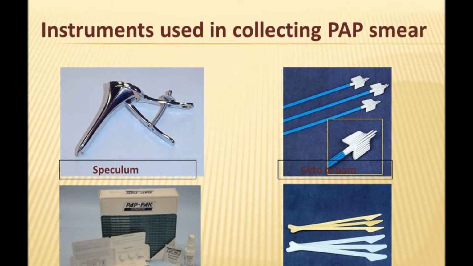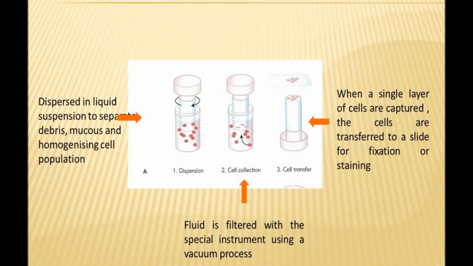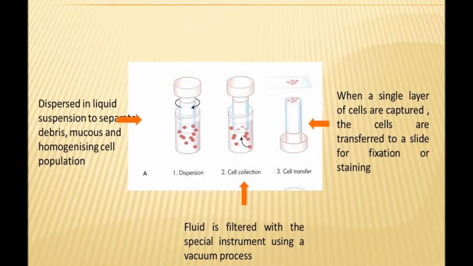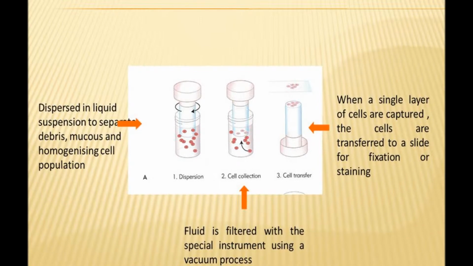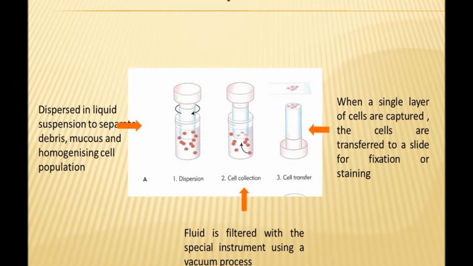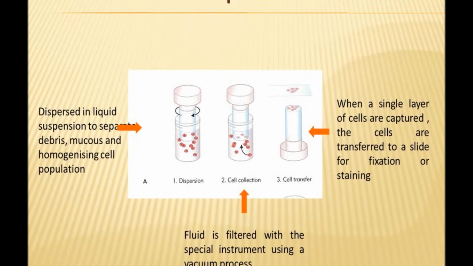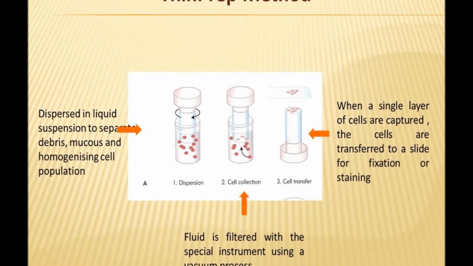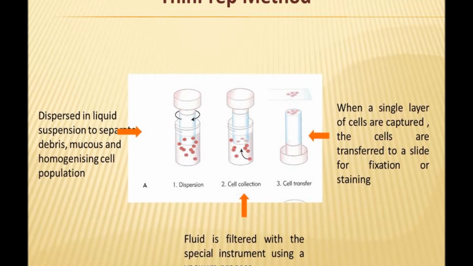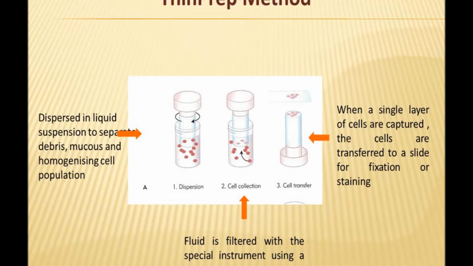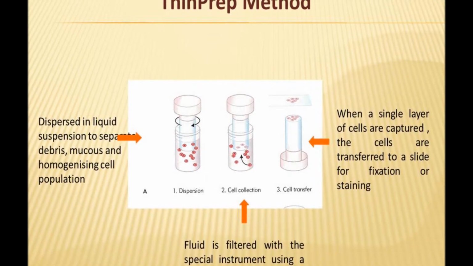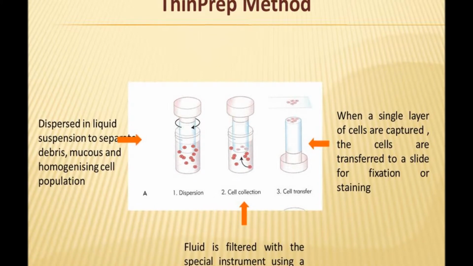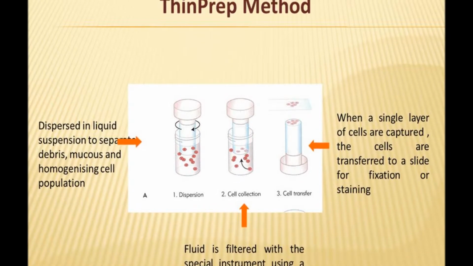These are instruments used throughout the years. So the manual method of processing a pap smear would be called the thin prep method. The thin prep method basically has three phases: dispersion, cell collection, and cell transfer. In dispersion, basically you have to disperse your sample in a liquid suspension to separate the debris and mucus, and homogenize the cell population.